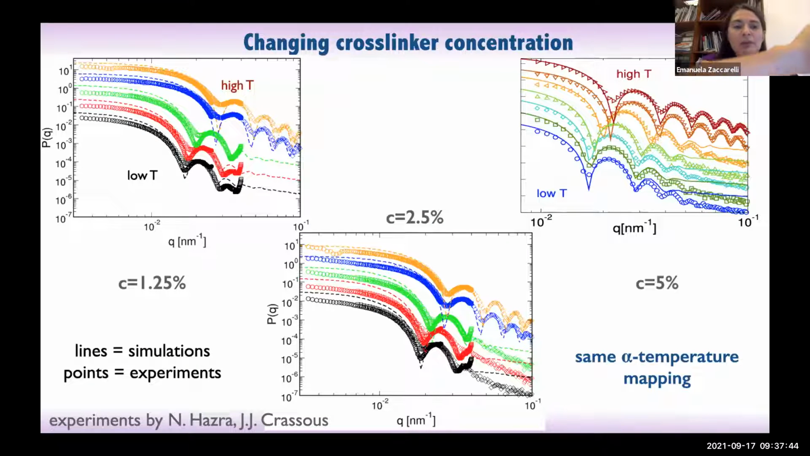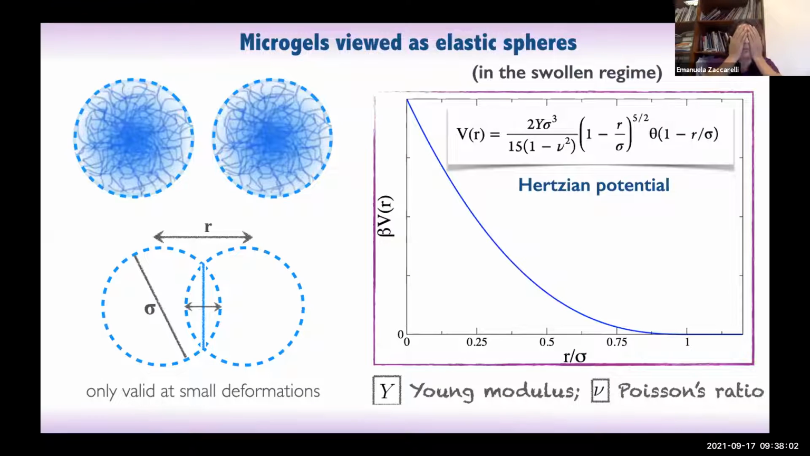And then recently they performed more experiments, and we also compare with smaller crosslinker concentration microgels, and the agreement is still quite good. And so basically this tells us that we have a protocol to model this microgel that is reliable. So once we were able to do the single particle, we now are interested to see how the microgels interact.